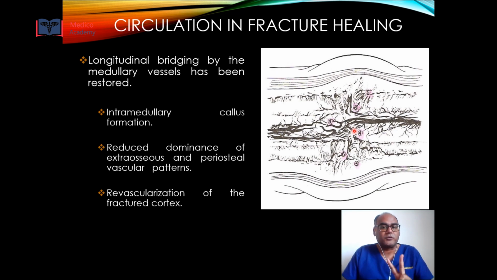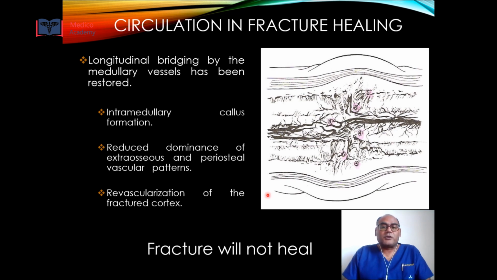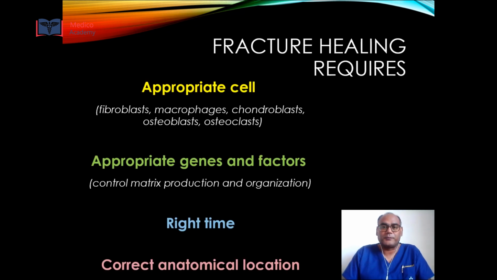Now we have learned two places. One was the periosteum that was supplying, the other one is the intramedullary blood vessels. They also supply pluripotential stem cells. There are actually 5 sources. Now the dominance of the extra osseous and the soft tissue supply reduces over a period of time, and there is revascularization of the fractured cortex. If this process does not occur, the fracture will not heal. This is reiterating the fact that vascularity of the bone is very important in regeneration of the bone.